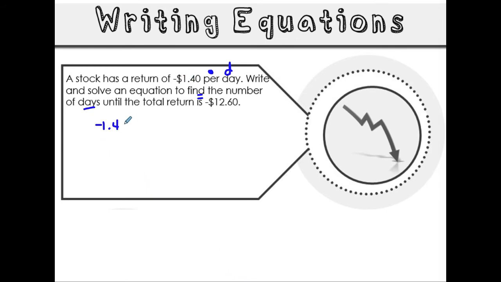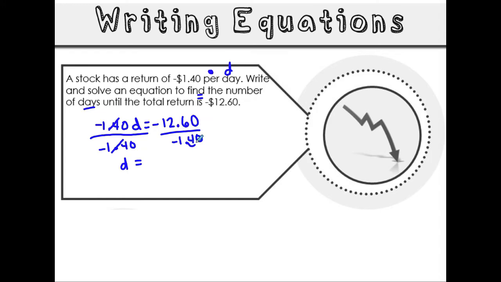So negative 1 and 40 hundredths times D. I don't really need that times sign, so I'm just going to write D equals negative $12.60. This is multiplication, so we're going to cancel it out with division. So on both sides, we're dividing by a negative 1 and 40 hundredths. Negative 1 and 40 hundredths divided by negative 1 and 40 hundredths is positive 1. So I've got positive 1D.